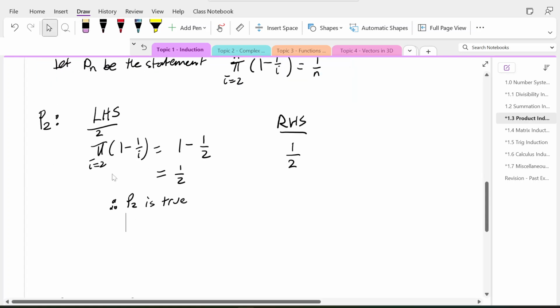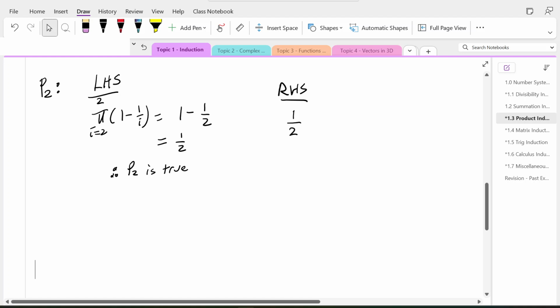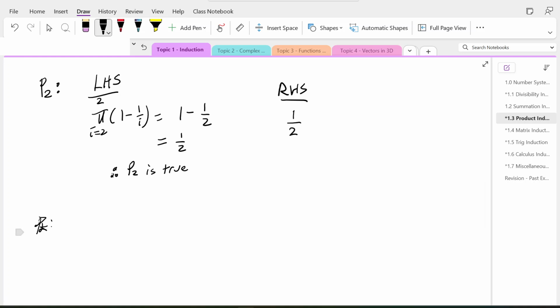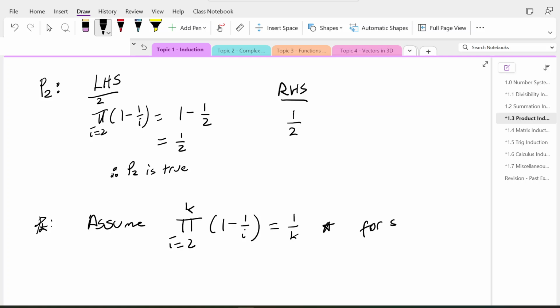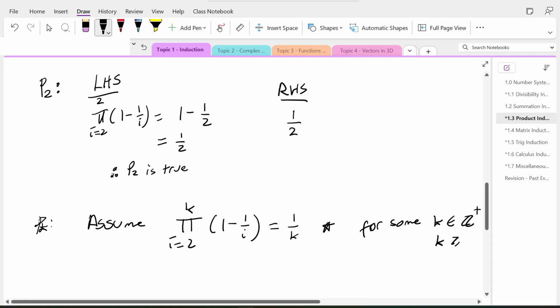Okay, so we're going to assume Pk is true. So that's what we'll do in this step. So Pk, assume that the product of i equals 2 up to k of 1 take 1 over i equals 1 over k. We'll call that star, for some k in Z plus, really specifically with k greater than 2. Technically, if I've said k is greater than 2, I don't really need the plus there.